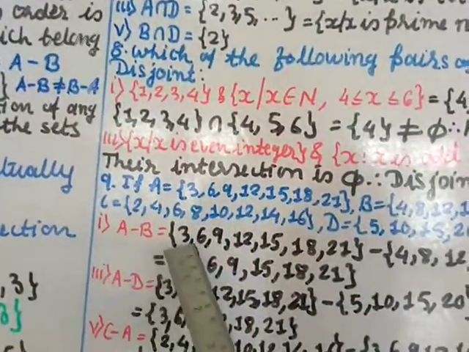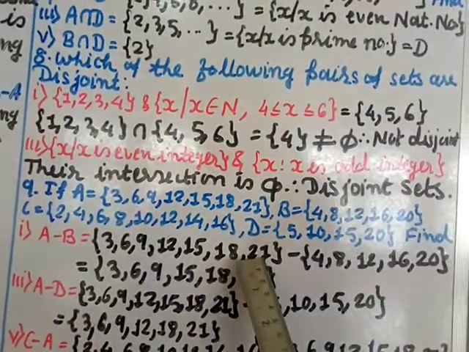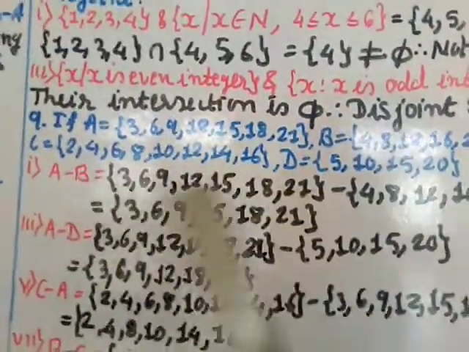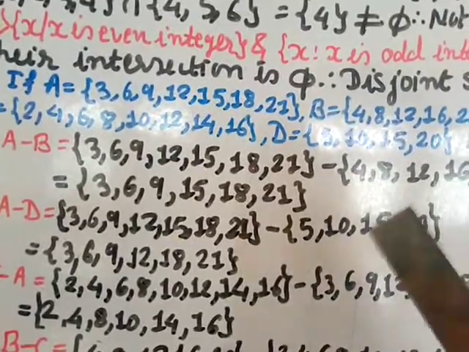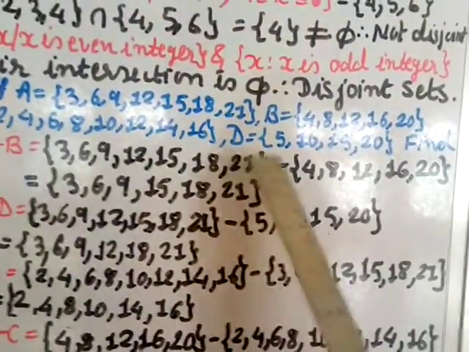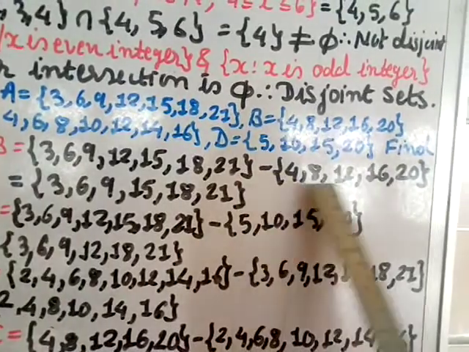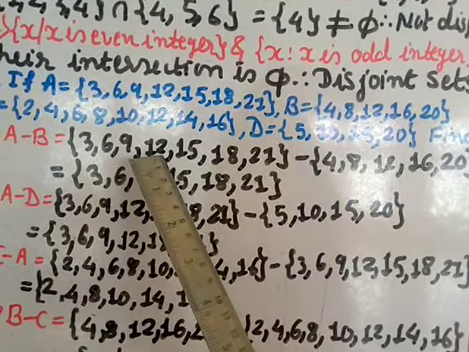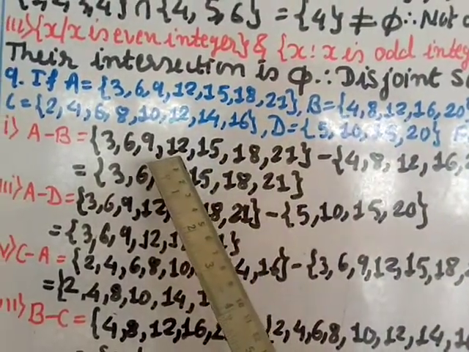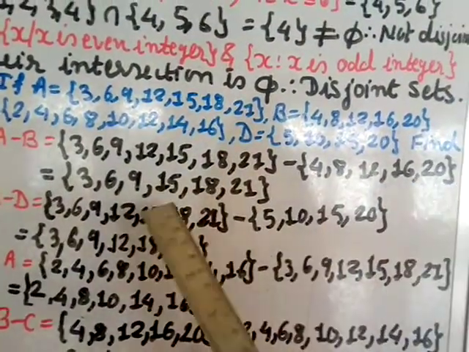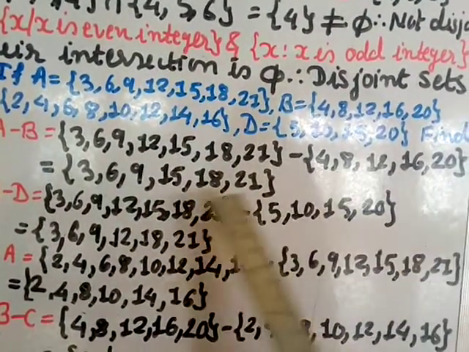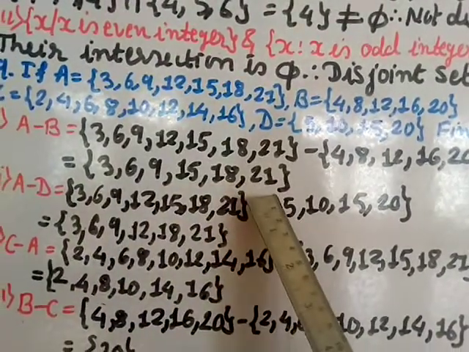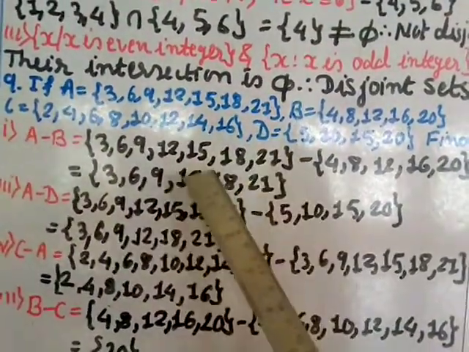So I will write first A: 3, 6, 9, 12, 15, 18, 21, and B is 4, 8, 12, 16, 20. We have to start from here. Elements of A, but if they are in this set, you will not take them. So 3 is not here, so you will take 3. 6 is not here, so we will consider 6. 9 is also not here, so we will take 9. 12 is here, so we will not take it. 15 is not here, so we will take 15. 18 also is not here, so we will take it. 21 is not here, so we will take 21. So this is my A minus B: all the elements of A, but if they occur in B, we should not take them.